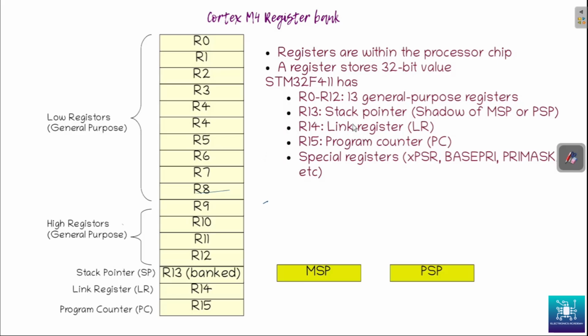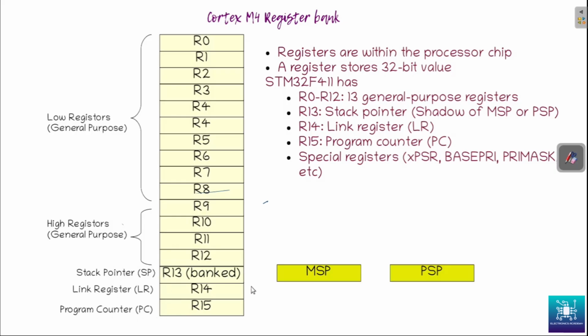R13 is the stack pointer, the shadow of MSP and PSP. R14 is the link register, R15 is the program counter, and there are special registers like xPSR, BASEPRI, and PRIMASK, etc. Now these are general purpose registers which are called low registers, that is R0 to R7. And then you have high registers which are general purpose, R8 to R12, and then there are special registers like stack pointer, link register, and program counter.